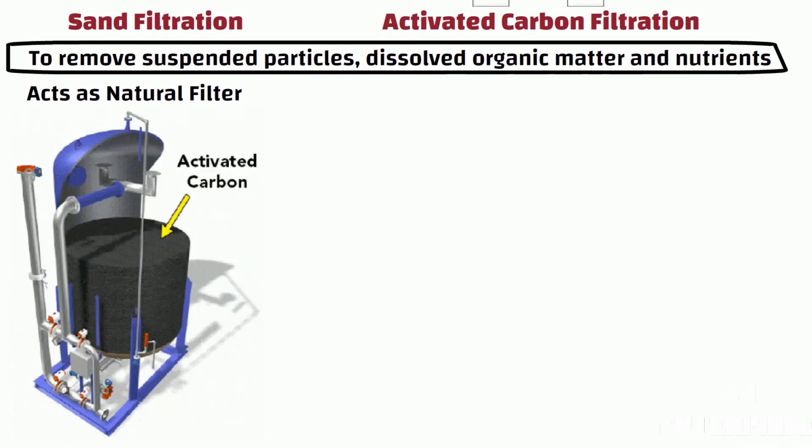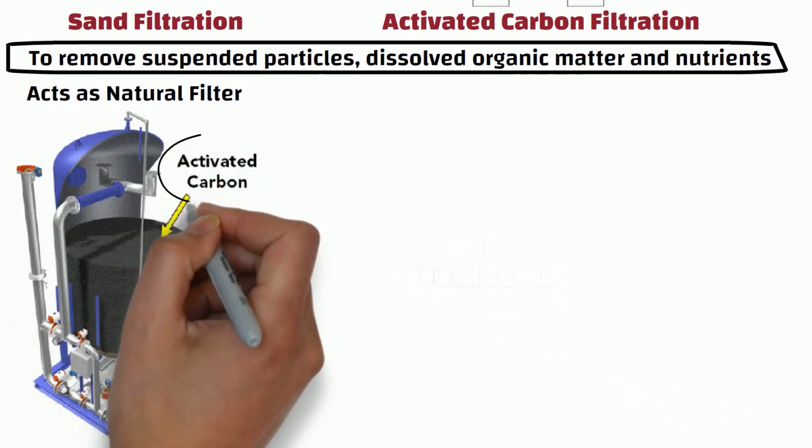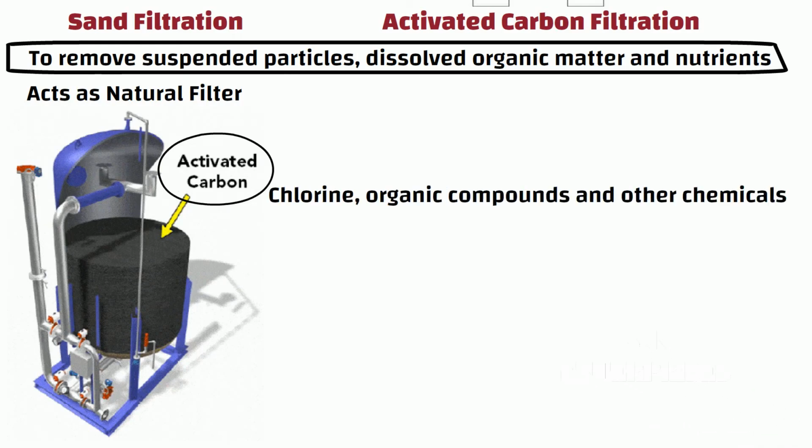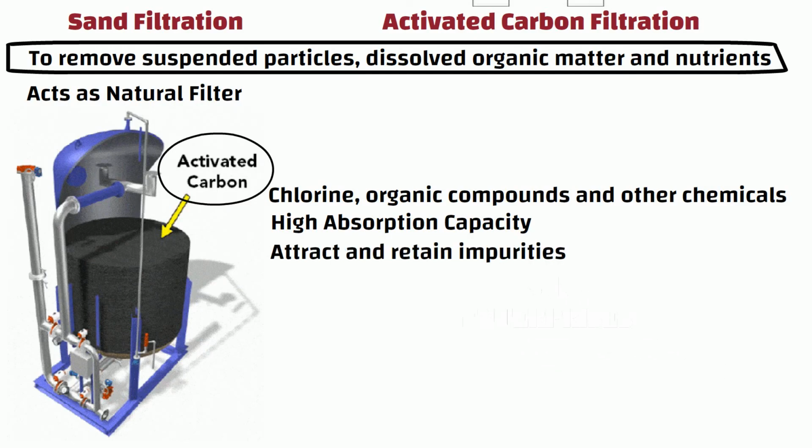In activated carbon filtration, activated carbon filters are used to remove impurities such as chlorine, organic compounds, and other chemicals. Activated carbon has a high absorption capacity, which enables it to attract and retain impurities, resulting in purified water.